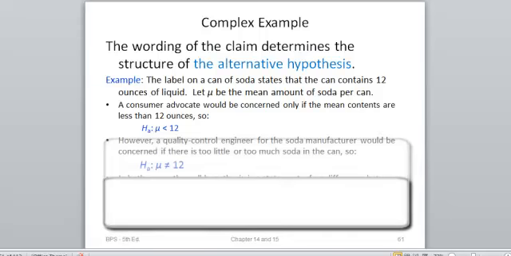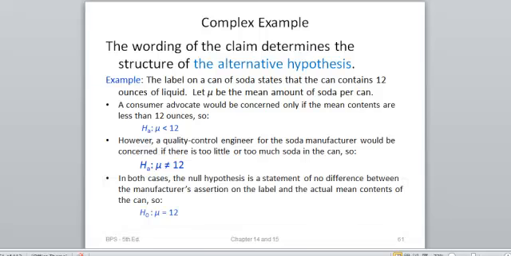However, the quality control engineer for the soda manufacturer would be concerned if there is too little or too much soda in the can. So in his case, he'd do the alternative of not equaling 12. Now in both cases, the null hypothesis is a statement of no difference between the manufacturer's assertion on the label and the actual mean content of the can. So the null hypothesis is that the mean is 12 ounces.